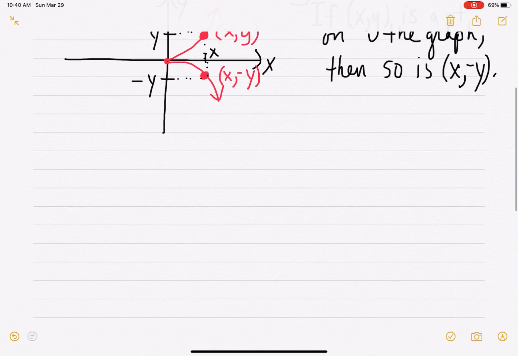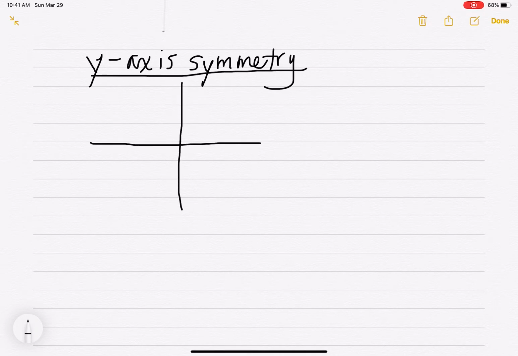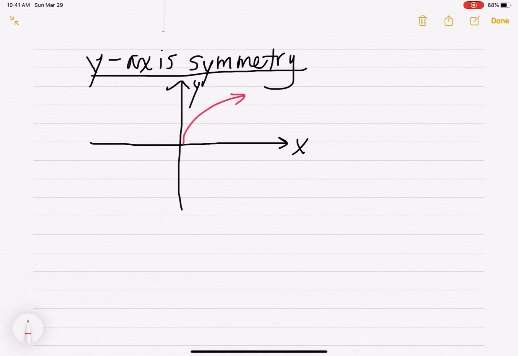All right, let's do another type of symmetry. We're going to call this one y-axis symmetry. You probably could have guessed that if we were doing x-axis, we're probably going to do y-axis symmetry. So here I'm going to draw my Cartesian coordinate plane. I'm going to put an x-axis up, a y-axis up. And let's start drawing in the first quadrant a bit of graph, going up like that.